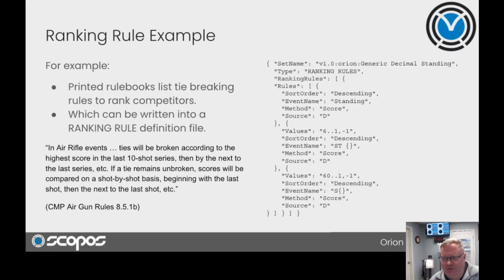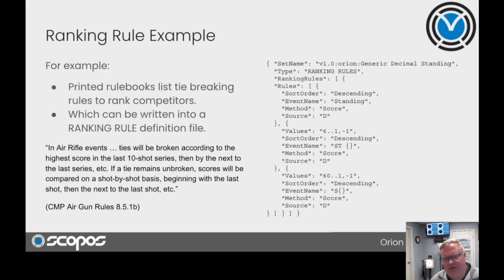And the way that we interpret this within a definition file is as follows. It's on the right-hand side of the screen. First is JSON. Second, near the top, we have a unique identifier for this set of rules. If you want to know, Orion, generic decimal standing. It is of a type ranking rule. And the rules say, there's three of them listed.